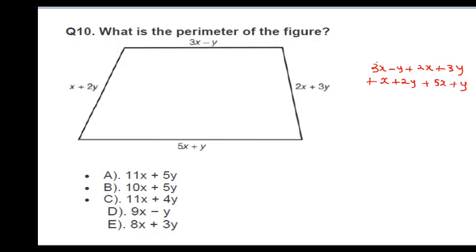So for me to solve this, I'm going to add up all the x variables and I'll add up all the y variables. So here we have 3x plus 2x, that's going to give us 5x plus x, that's 6x plus 5x, that's going to be 11x.